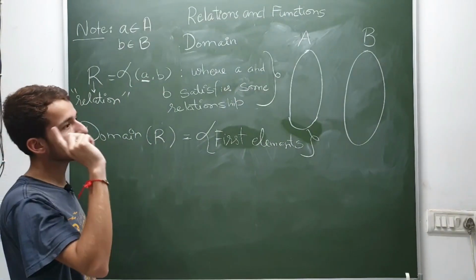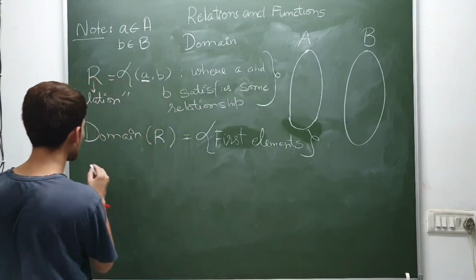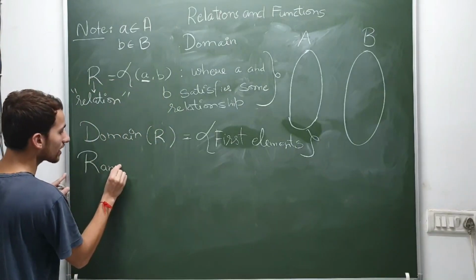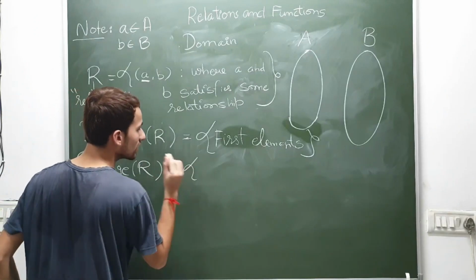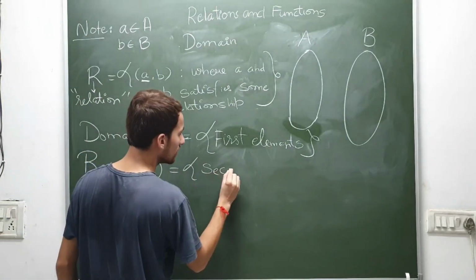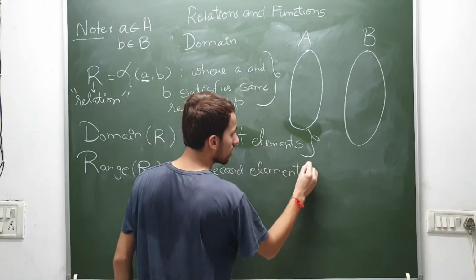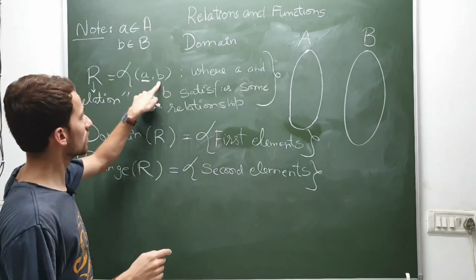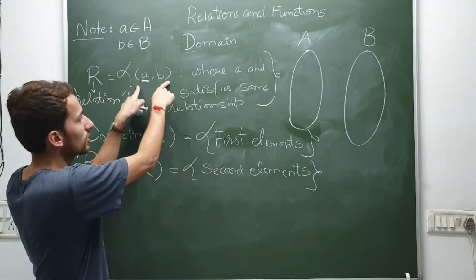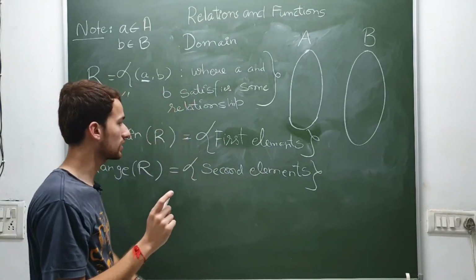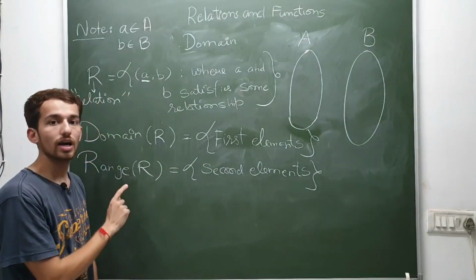Now, the second outline we wanted to understand was the range. What is the range of this relation R? It is the collection of all the second elements. And what are those second elements again? All those b's which are coming in the relation in the form of ordered pairs. So collect all those b's out of the ordered pairs which are an element of this relation. If you collect all those second elements, then that is your range.